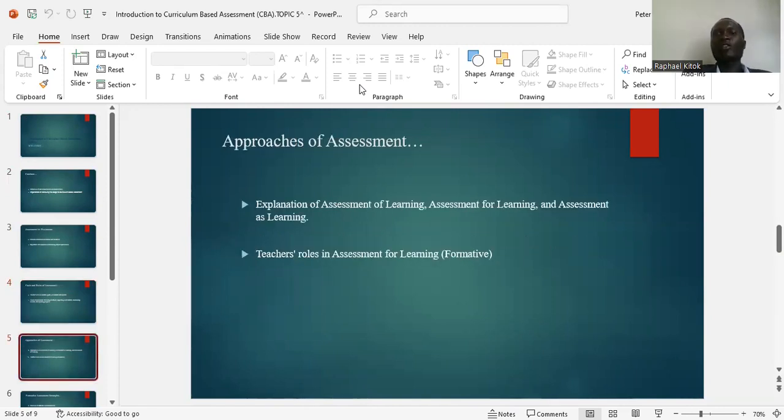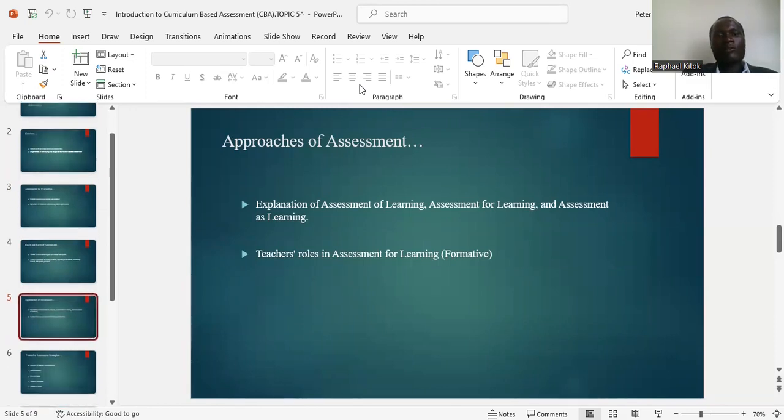Approaches of assessment, explanation of assessment: we have assessment for learning and assessment of learning. As a student, you should know the difference between assessment of learning, assessment for learning, and assessment as learning. The teacher's role in assessment for learning, which is formative, began after the competency-based curriculum was enrolled. We know the previous one, the 8-4-4 system of education, focused more on summative. But with CBC, we are talking about employing both formative and summative types of assessment.